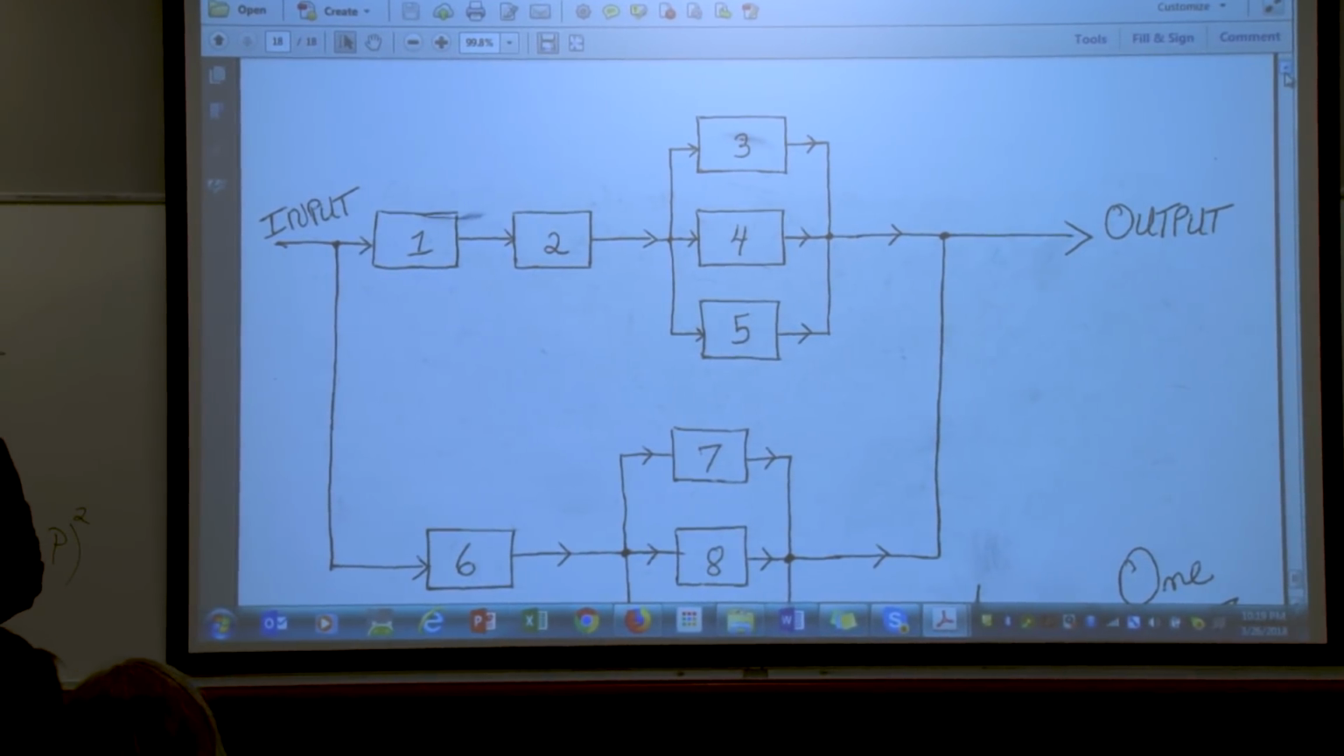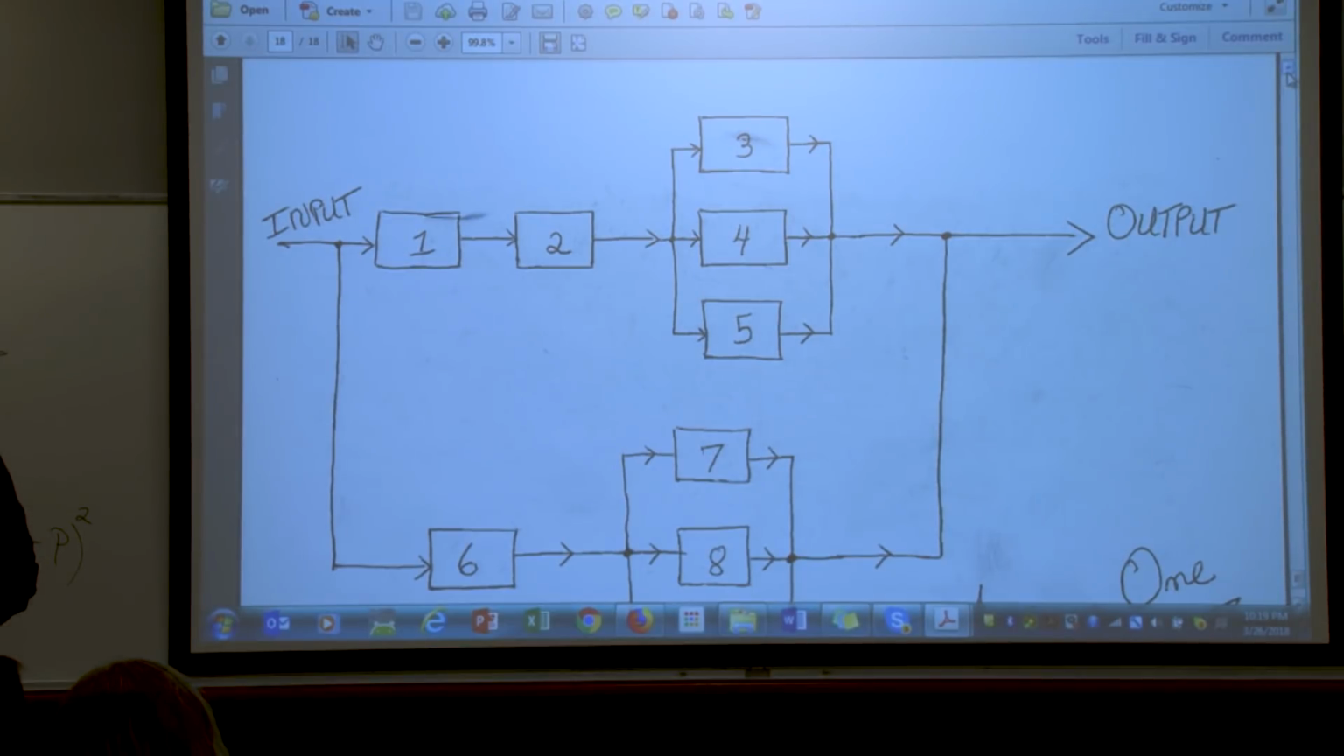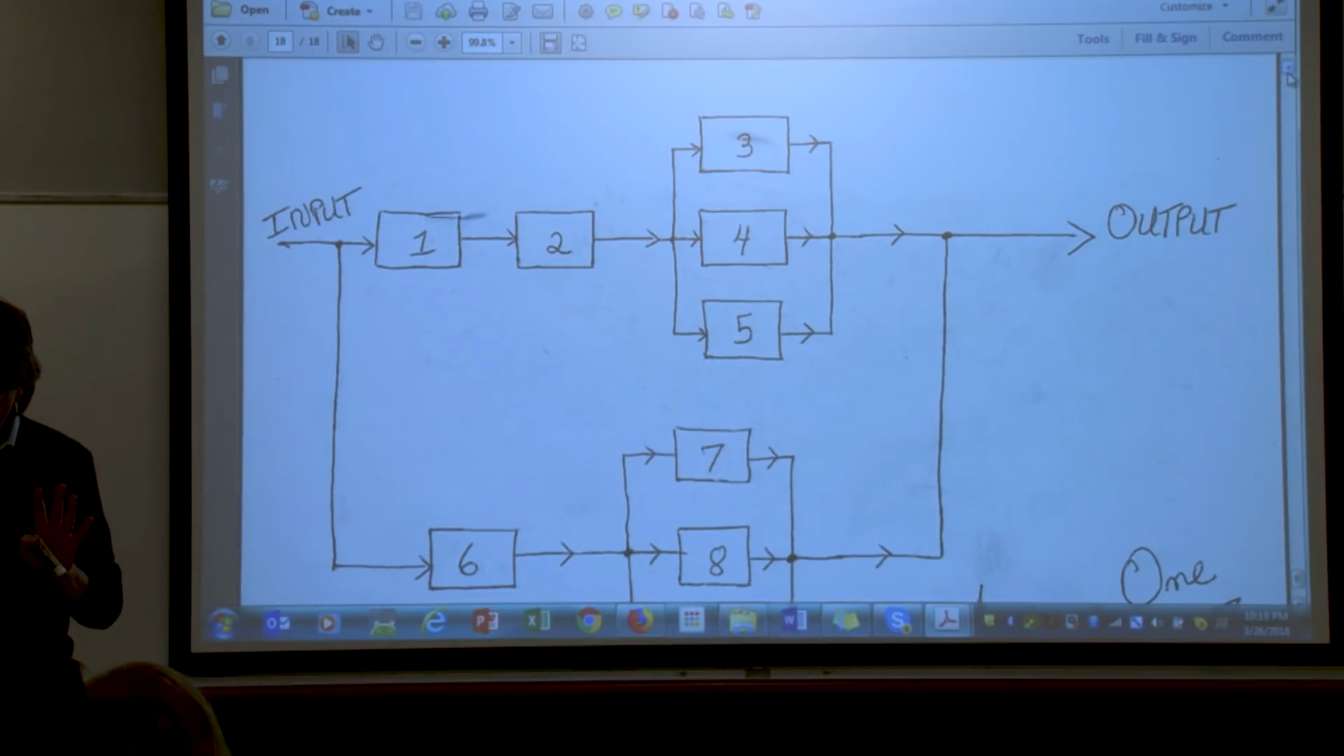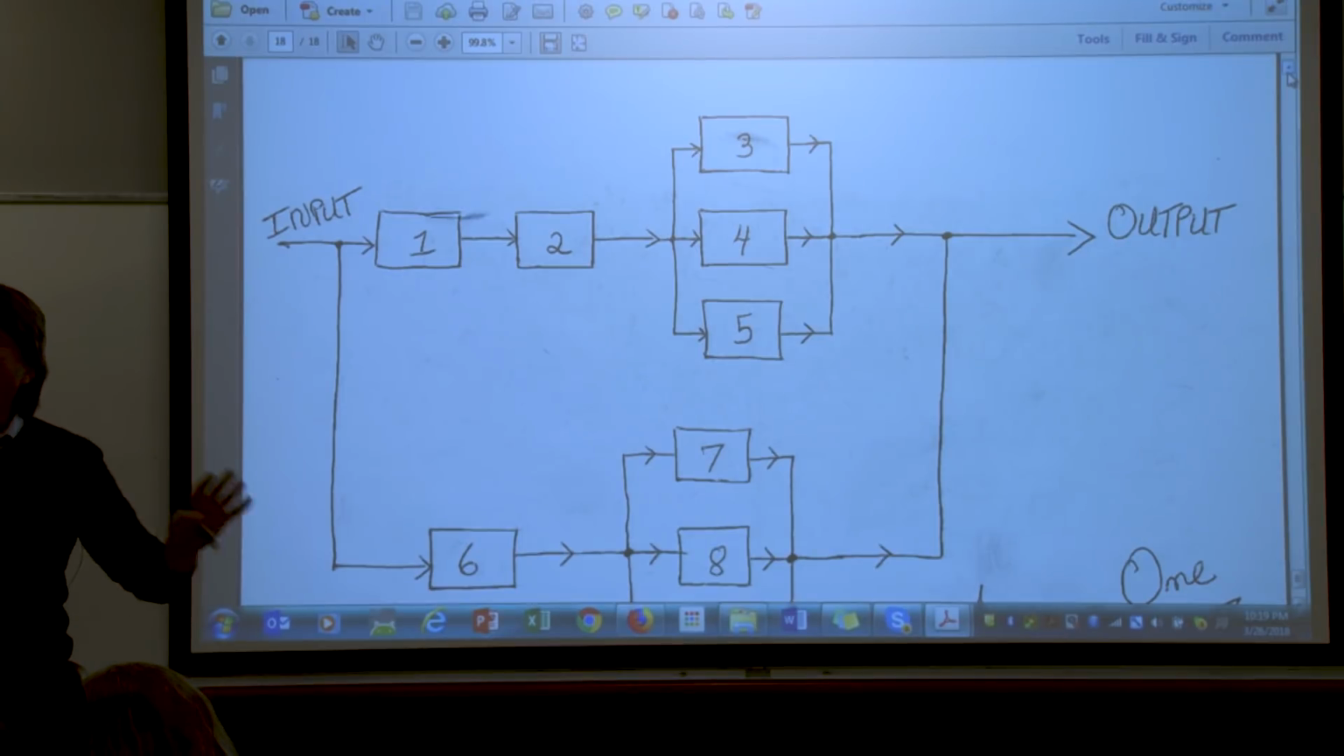Am I doing okay? Awa, help me out. Did I get it? So what I do first is I have to calculate the probability of the entire path working. And then I take 1 minus that.